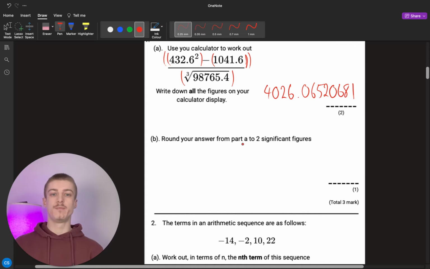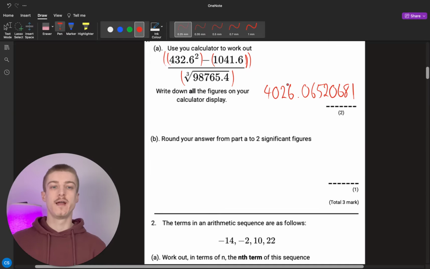Round your answer from part A to two significant figures. So we're going to look to the third significant figure. If it's less than 5, we round down. If it's 5 and above, we round up. So we've got a 2. So then we round down and that rounds to just a 0. So we have 4,000. This is to two significant figures, okay?